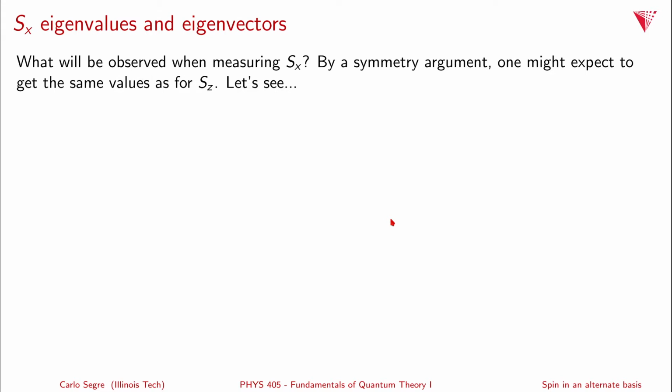So let's ask ourselves a question. What are we going to observe when we measure S sub x? Well, by a symmetry argument, in principle, without any other defining features in Cartesian coordinates, the x axis should be the same as the z axis or the y axis. So we might expect to get the same eigenvalues. So let's see if that actually is the case. We'll start with an eigenvalue equation for S sub x. S sub x chi is equal to lambda chi.